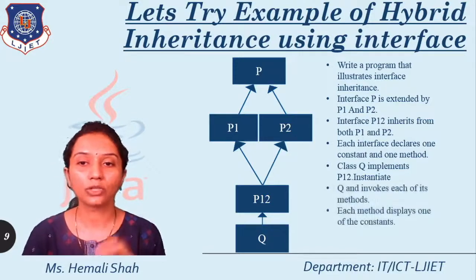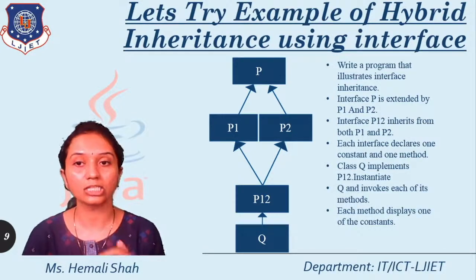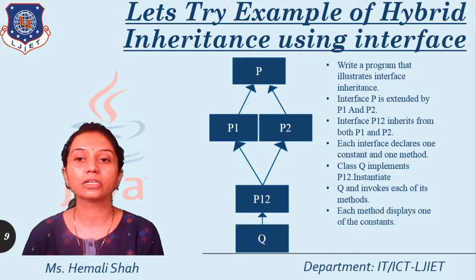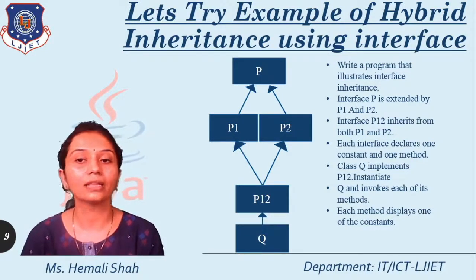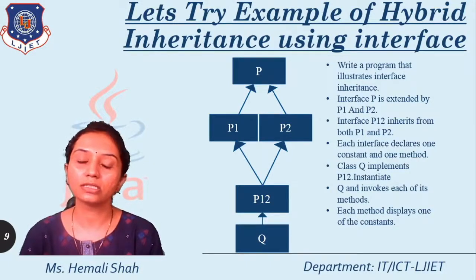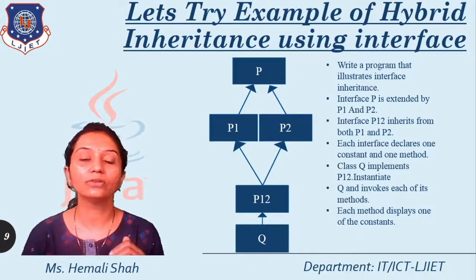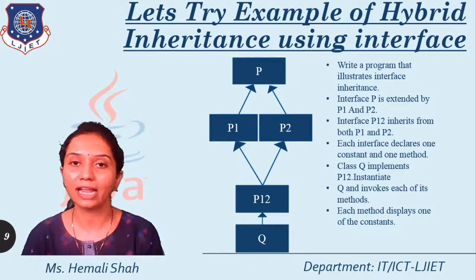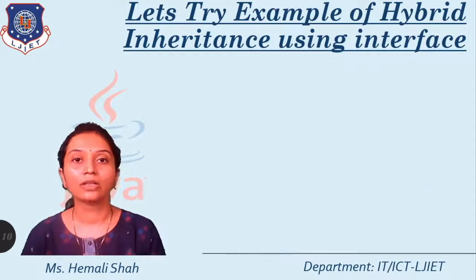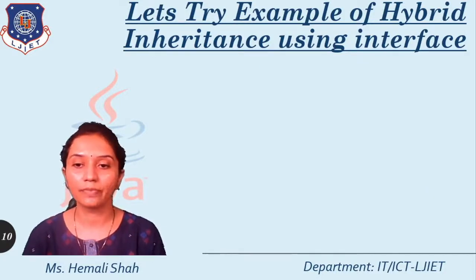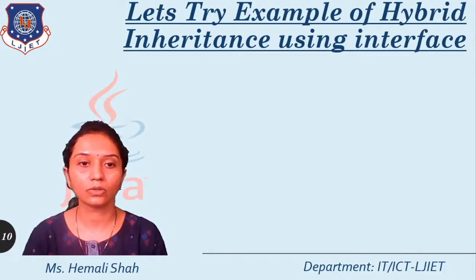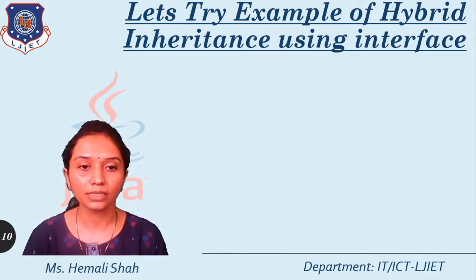Now just create Q and invoke its methods. You just need to create Q and invoke all the methods. Each method displays one of the constant values. You just need to display all the constant values that you have declared inside the interfaces. So let's try this program by opening Notepad++. So I'm going to open Notepad++.